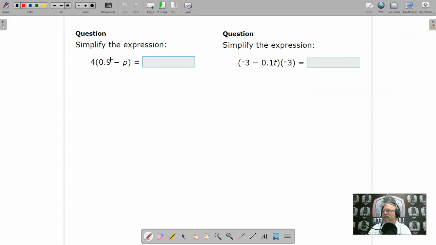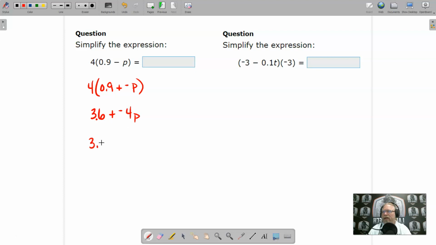Here I have 4 times the quantity of 0.9 minus p. Let's rewrite this. 0.9 plus negative p. You see that's plus and negative, a little bit easier to get that squared away. So 4 times 9 is, what, 36? But I got one decimal place value there, so it's going to be 3.6. And then positive times negative is going to be a negative. And 4 times p is going to be 4p.